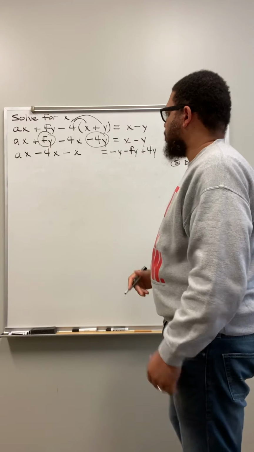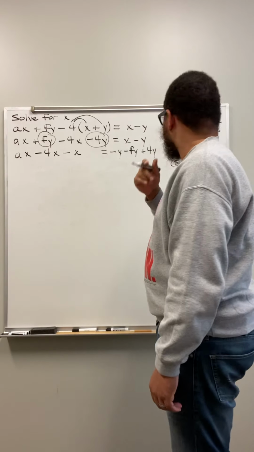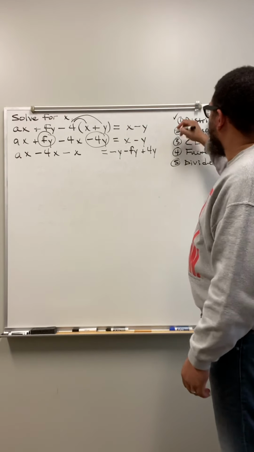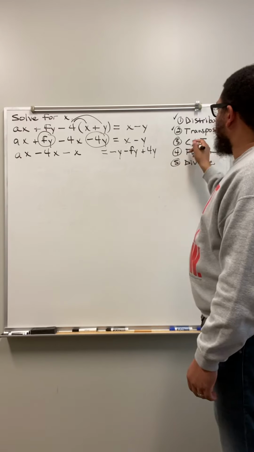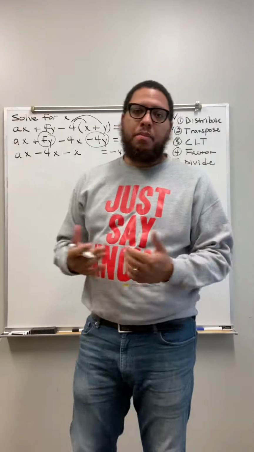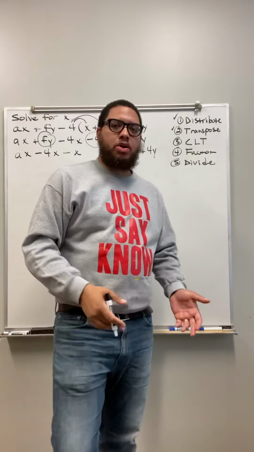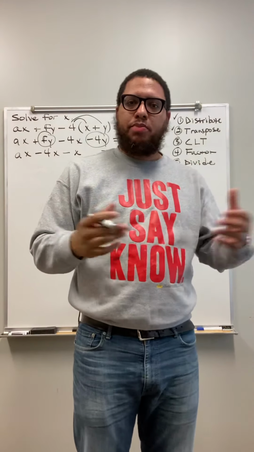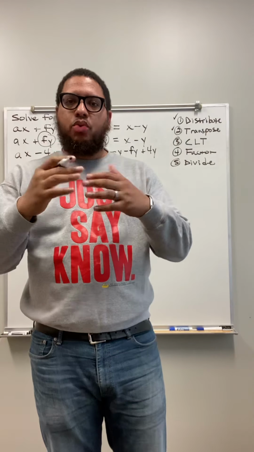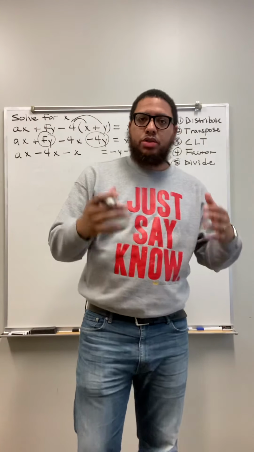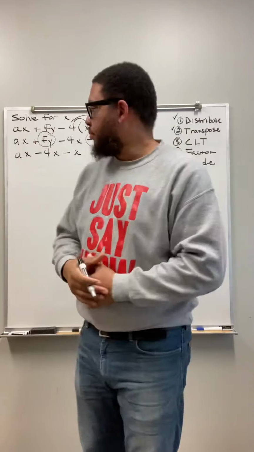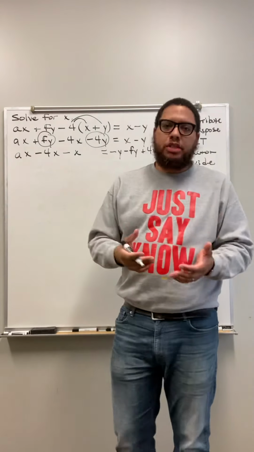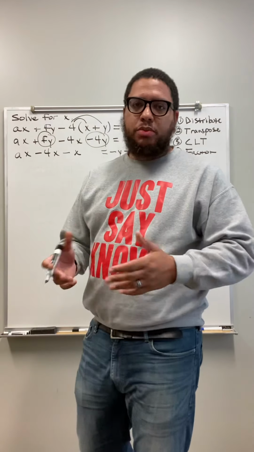All right? So now I'm going to try to combine like terms. Let me see what I did. I distributed already. I just transposed. Now I'm about to CLT. CLT stands for combine like terms. Some textbooks call it collect like terms. All it means is if you have multiple X's, you consolidate them into one X term. If you have multiple Y's, you consolidate them into one Y term. All right? As long as your coefficients are of the same type, as long as your coefficients are all integers or fractions, decimals, whatever, right?